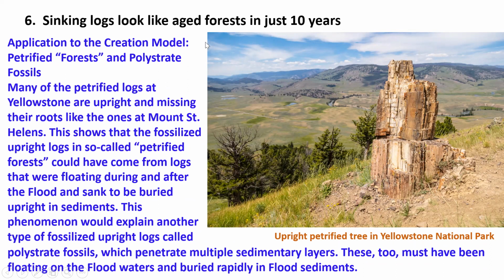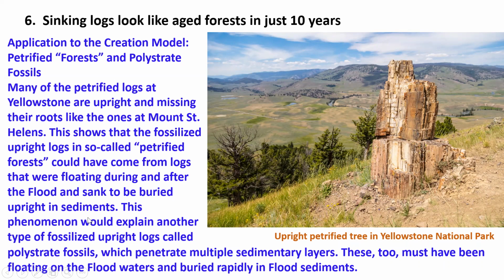So application to the creation model, the petrified forest and polystrate fossils. We'll talk about polystrate fossils another time, but many of the petrified logs at Yellowstone are upright and missing their roots, just like the ones at Mount St. Helens. This shows that the fossilized upright logs in so-called petrified forests could have come from logs that were floating during and after the flood and then sank to be buried upright in sediments.